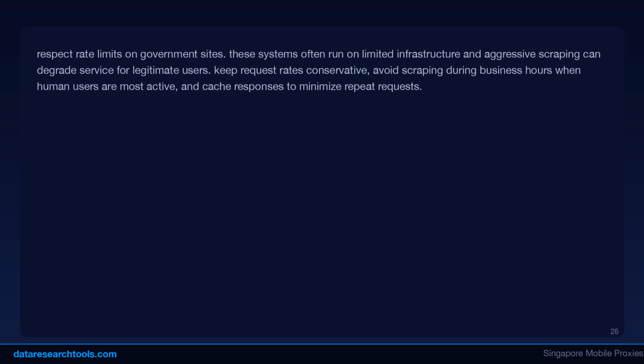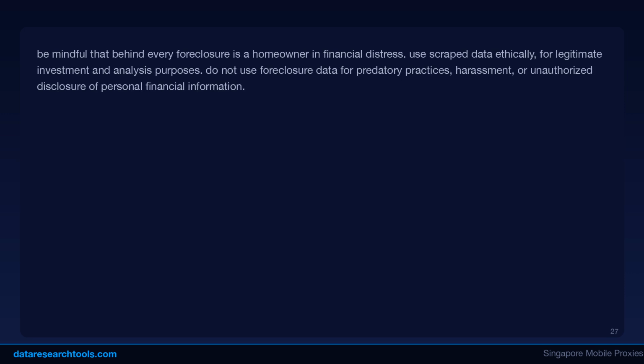Foreclosure data is generally public information. Notices of default, auction schedules, and court filings are public records by law. However, the websites that publish this data may have terms of service that restrict automated access. Some county sites explicitly prohibit scraping in their terms of use.